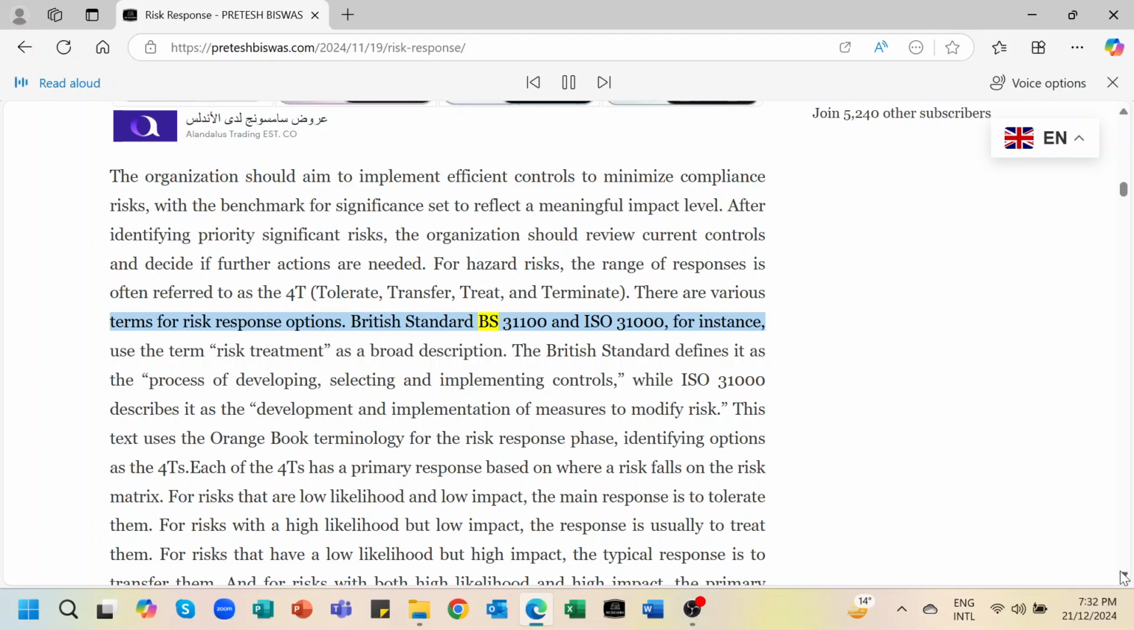British Standard BS 31100 and ISO 31000, for instance, use the term risk treatment as a broad description. The British Standard defines it as the process of developing, selecting, and implementing controls, while ISO 31000 describes it as the development and implementation of measures to modify risk. This text uses the Orange Book terminology for the risk response phase, identifying options as the 4Ts. Each of the 4Ts has a primary response based on where a risk falls on the risk matrix.